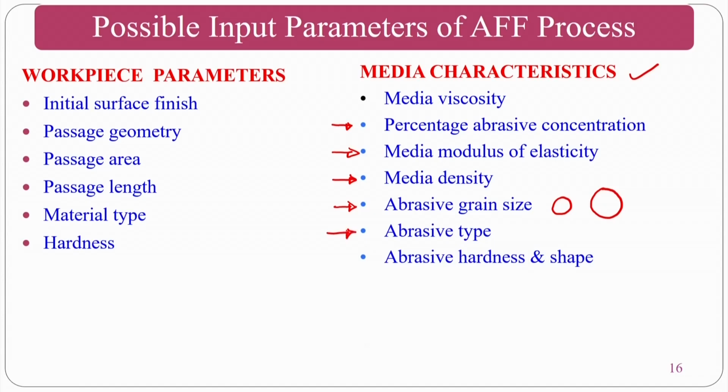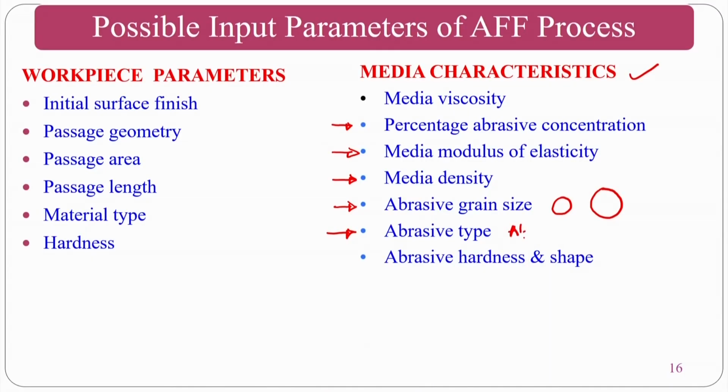Abrasive type: if you are going to have harder and harder abrasive particles, like in one case you are going to use Al2O3, in another case you are going to use diamond, what will happen is the diamond will give you more material removal as well as better surface finish compared to alumina. So, abrasive hardness and shape: abrasive hardness is a function of its abrasive type, because Al2O3 hardness is less compared to the diamond, and abrasive shapes, normally, are completely random. No two abrasive particles will be similar in looking.